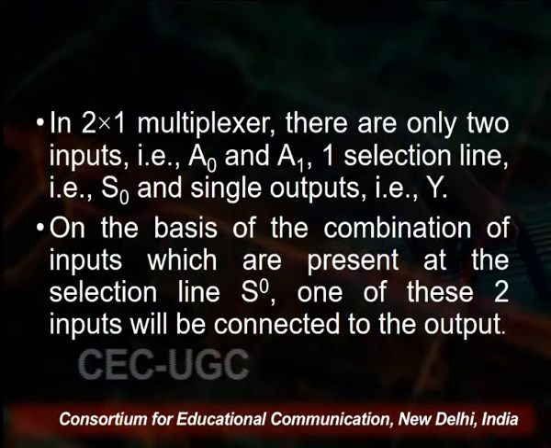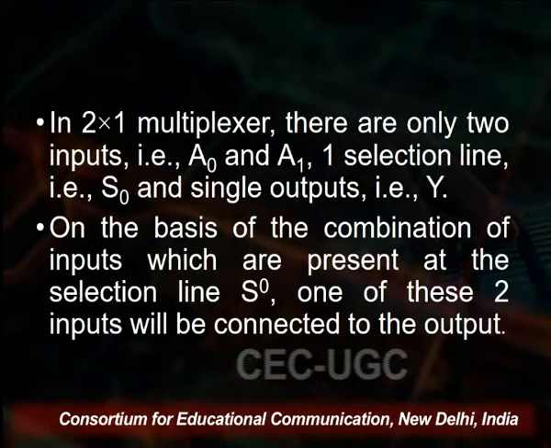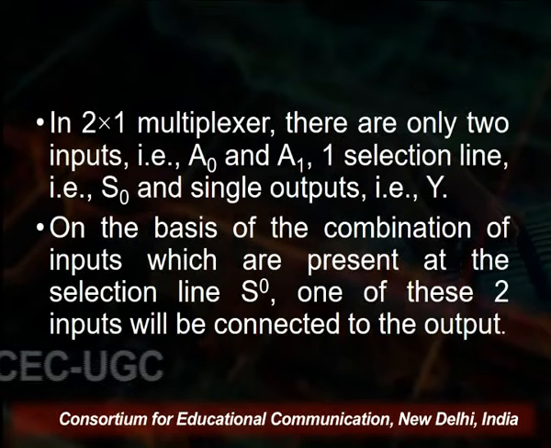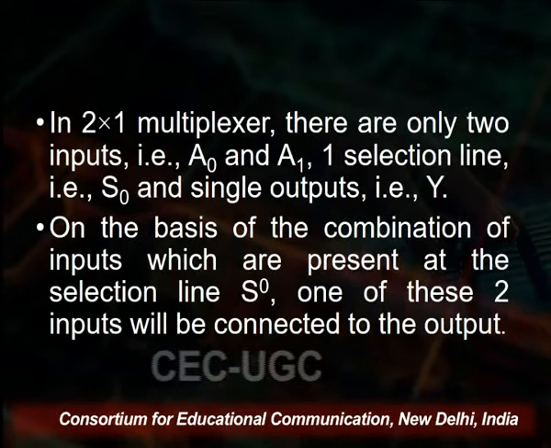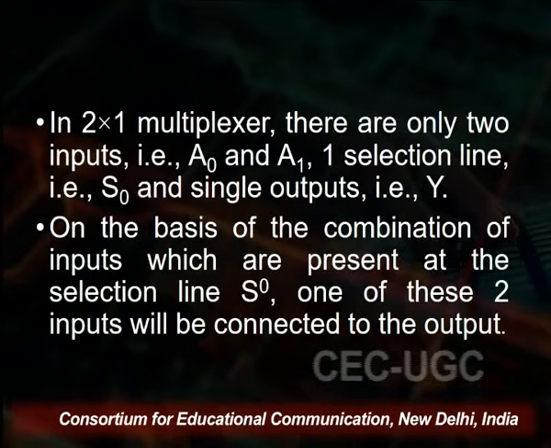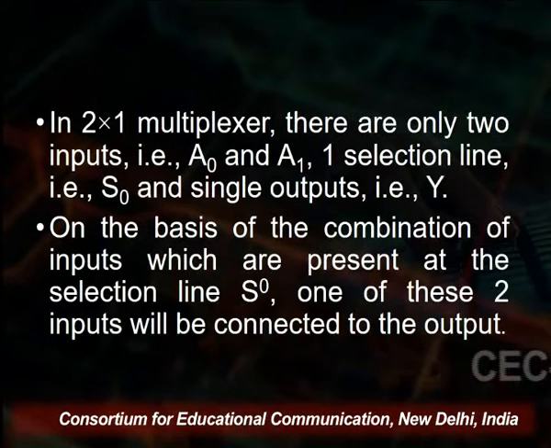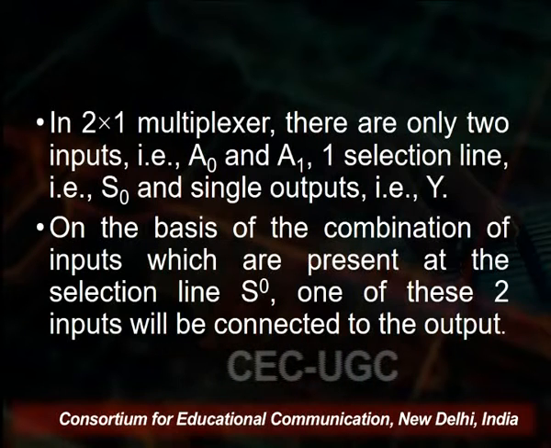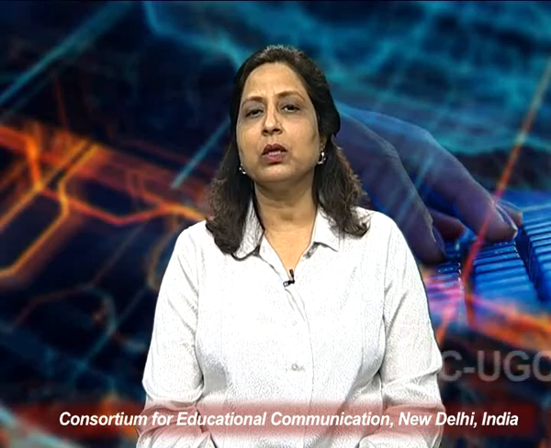If you take an example of a 2 to the power 1 cross 1 multiplexer, there are only 2 inputs, that is A0 and A1. There is going to be one selection line, say S0, and a single output, say Y. On the basis of the combination of inputs which are present at the selection line S0, one of these 2 inputs will be connected to the output.